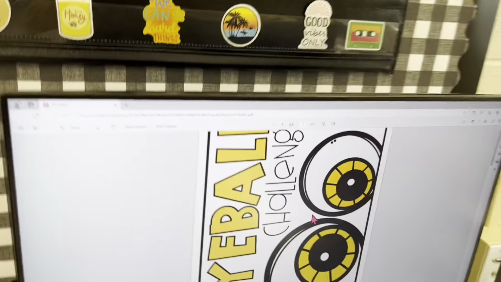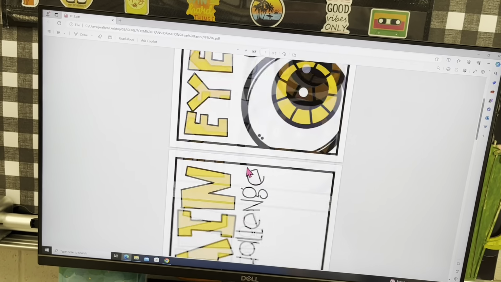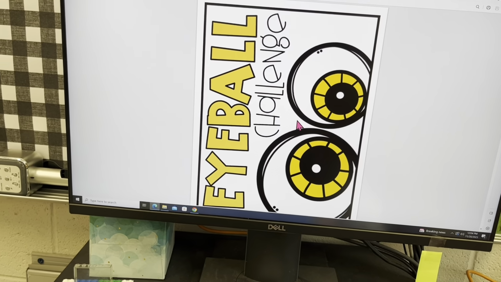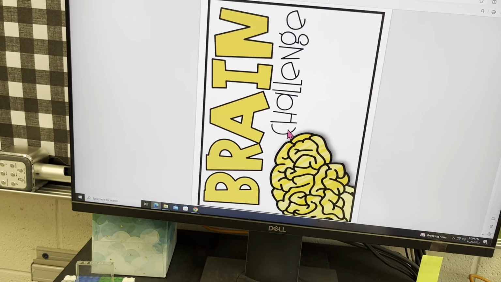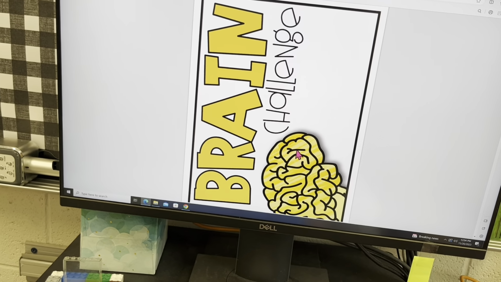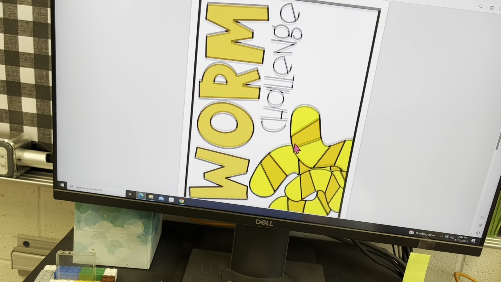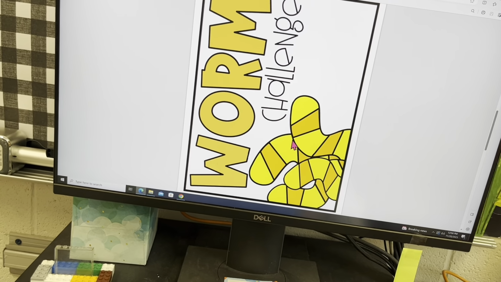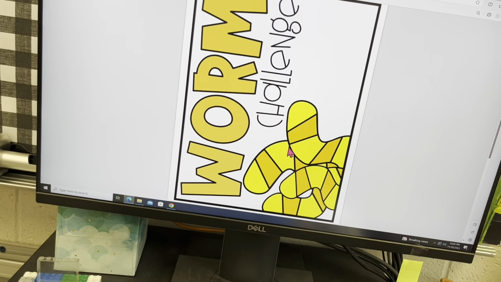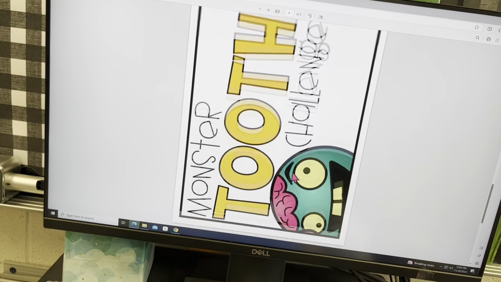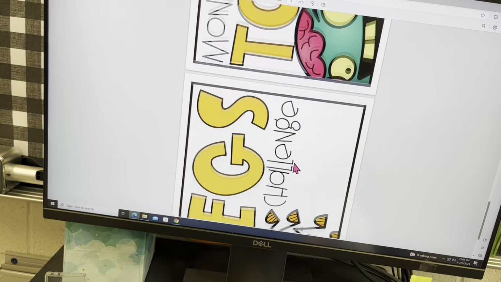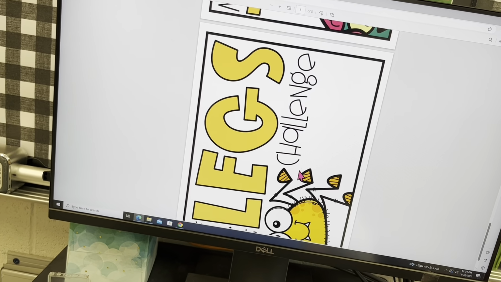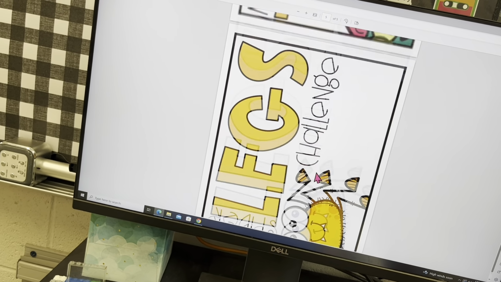For the eyeball challenge, I did little bouncy balls. The brain challenge, we did slime or jello. The worm challenge, they recommend cooked spaghetti, but I did pull and peel Twizzlers. The tooth challenge is popcorn seeds. The spider legs is pipe cleaners. So those are the only ones that we did.